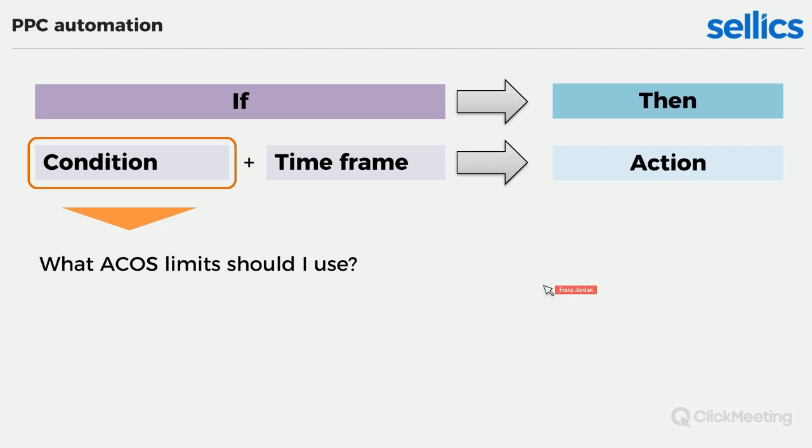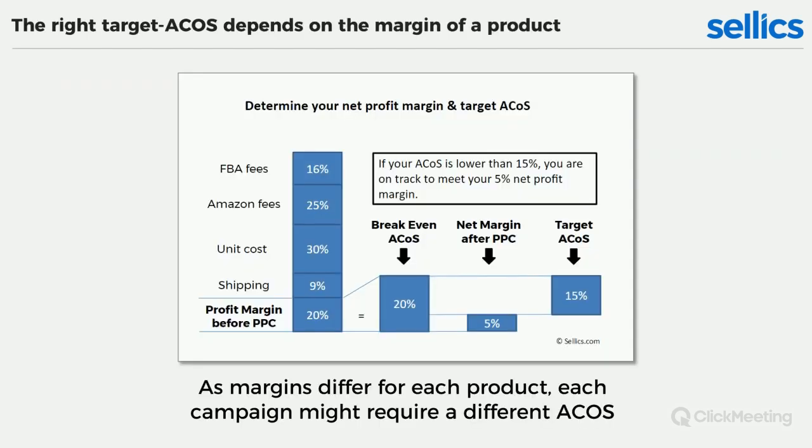So the first question that many sellers have is, what ACoS limit should I use? What's a good ACoS is a highly searched keyword on Google. And I understand that this is probably the most important question. So what's a good target ACoS? Should you aim for 5%, 10%, 15, 20, 30, 50%? Unfortunately, I can't give you an exact ACoS number, but what I can show you is how you can define a good target ACoS for yourself very easily.